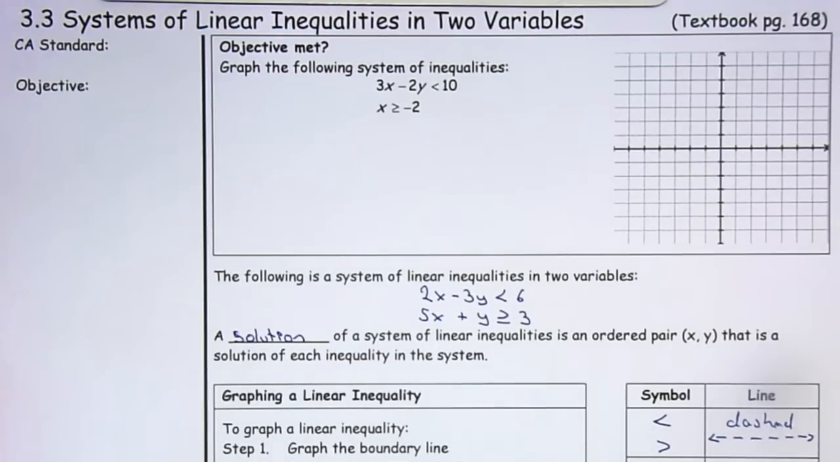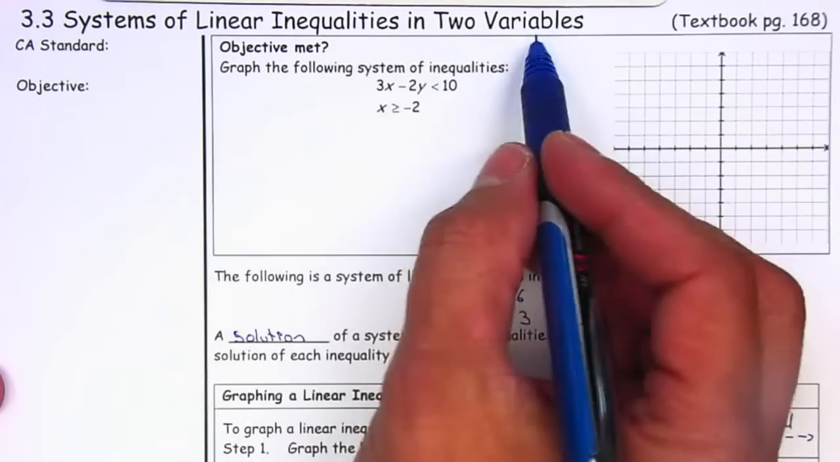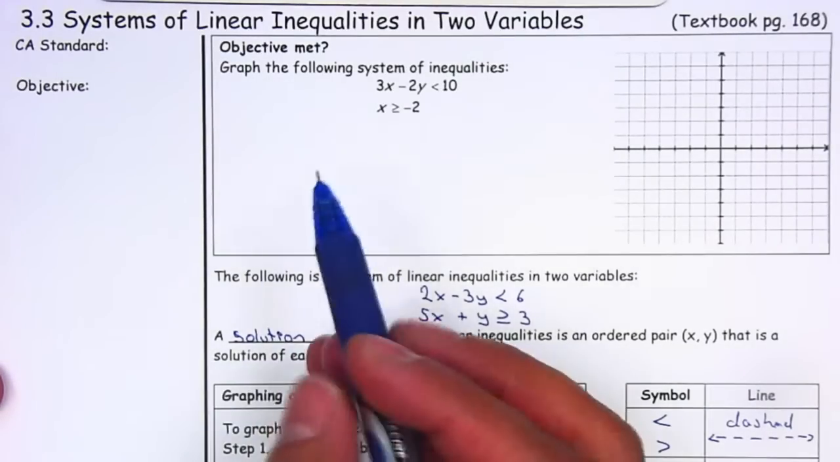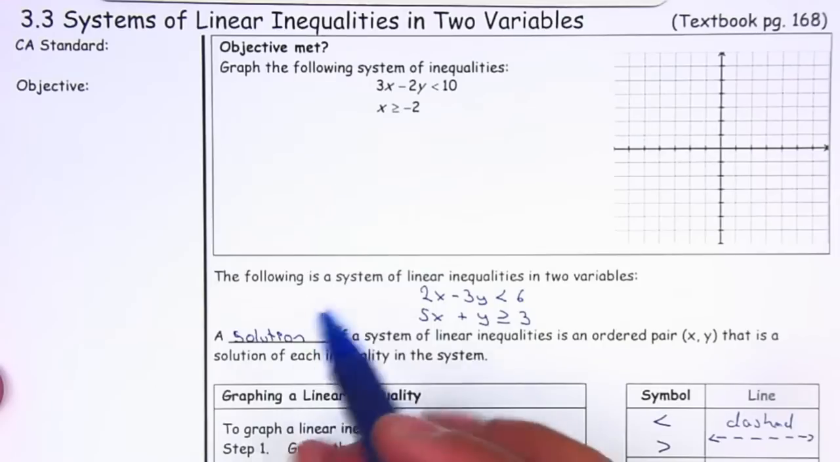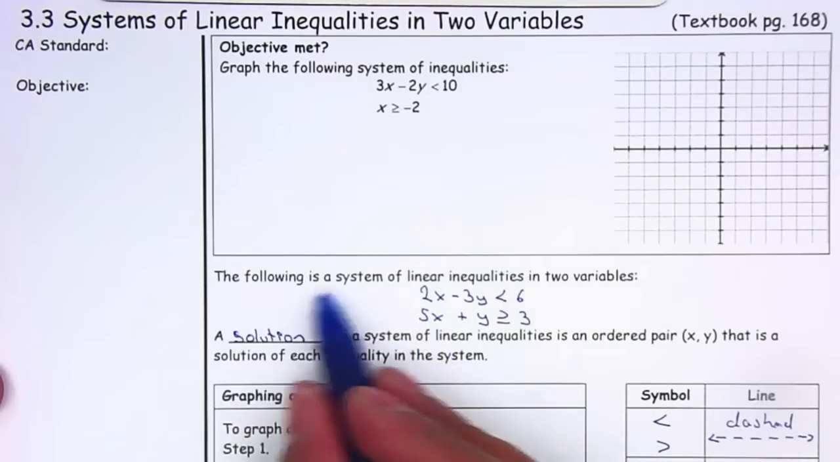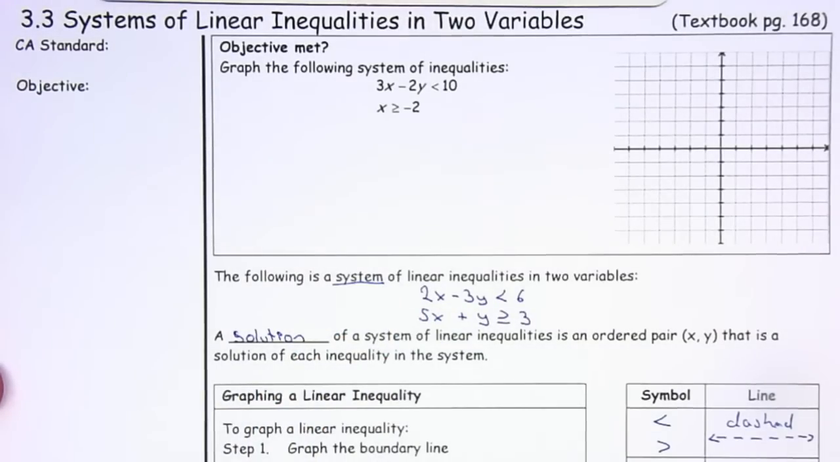Good morning. Today we're covering section 3.3, Systems of Linear Inequalities in Two Variables. Very similar to what we covered in the last chapter when we had one inequality. But now, because we have two inequalities in one problem, that's called a system. Remember, a system is whenever we have more than one component.